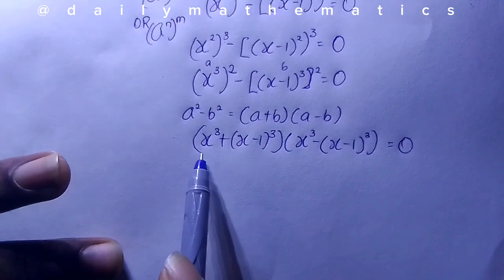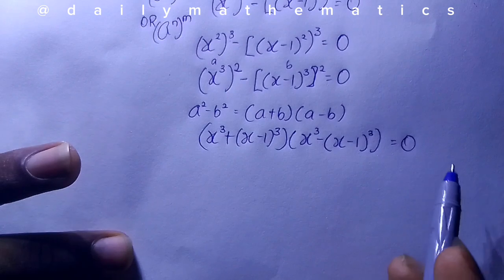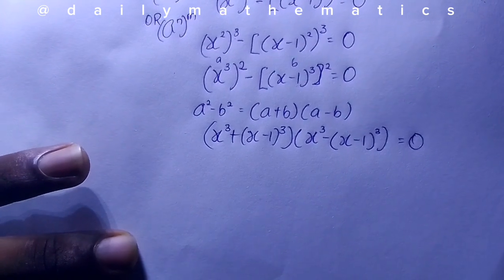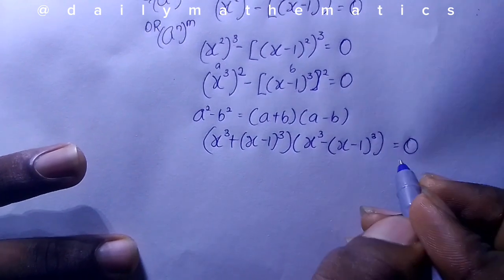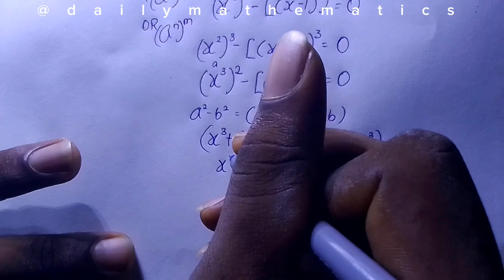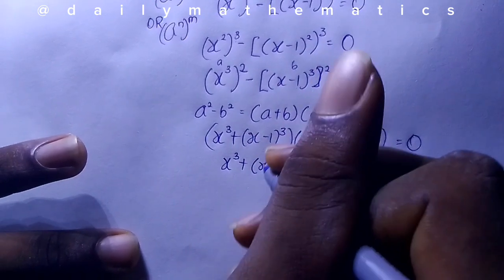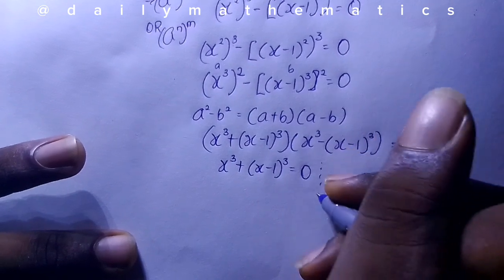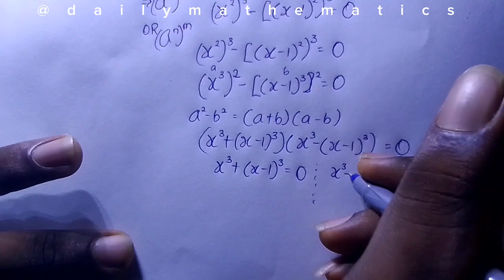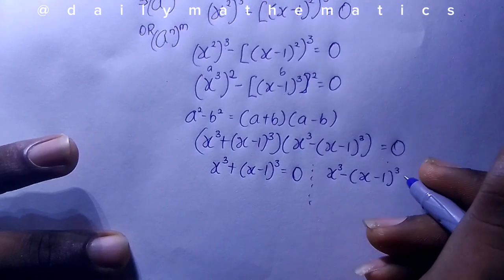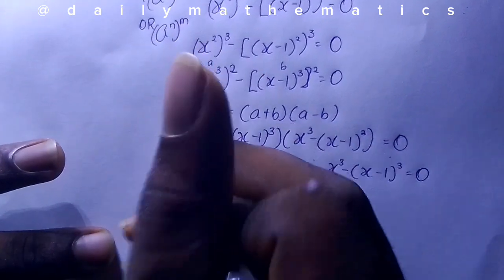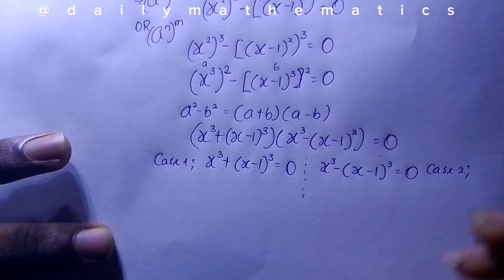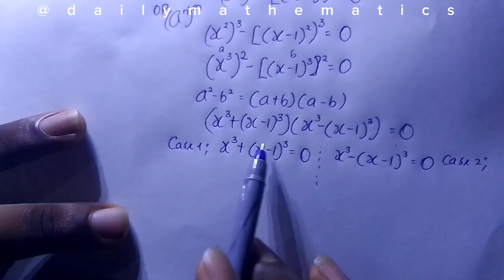From here we can see each bracket will be equated to 0, because it is a 0 that is here. That means the factors are each equated to 0. So because it's 0 here, we equate each bracket. So we have x raised to the power of 3 plus (x minus 1) raised to the power of 3 equals 0, or x raised to the power of 3 minus (x minus 1) raised to the power of 3 equals 0. We take this as case 1 and this as case 2.